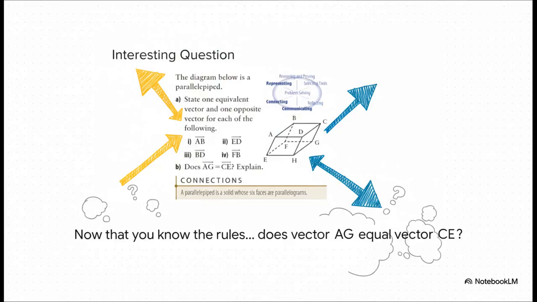So I'll leave you with a little puzzle to chew on. Take a look at this shape. Now that you know the rules, ask yourself, is the vector going from point A to point G the same as the vector from point C to point E? Are they equivalent? Remember the definition. It's not about where they start or end. It's about having the exact same magnitude and the exact same direction. Have a good think on that one.